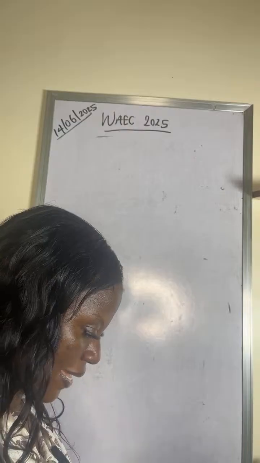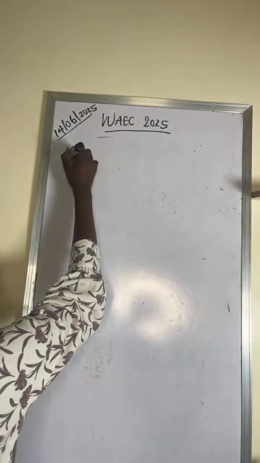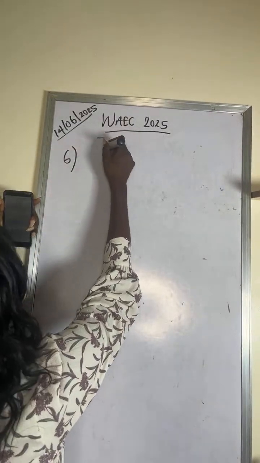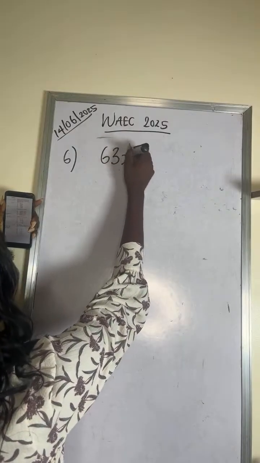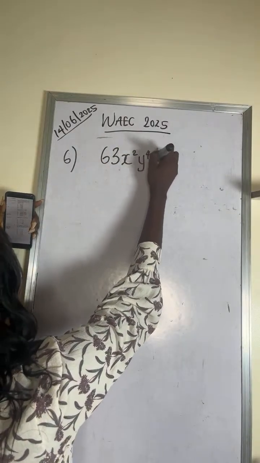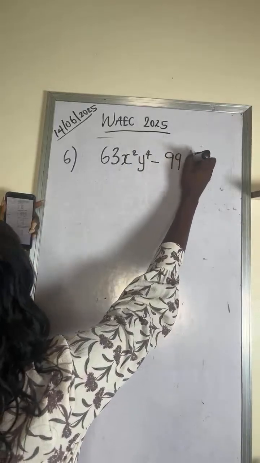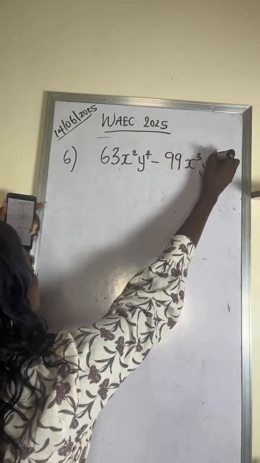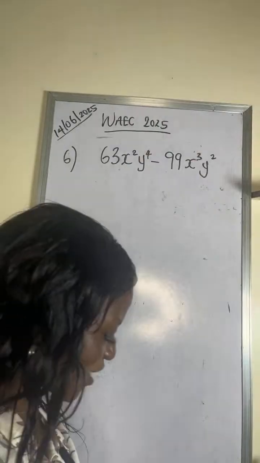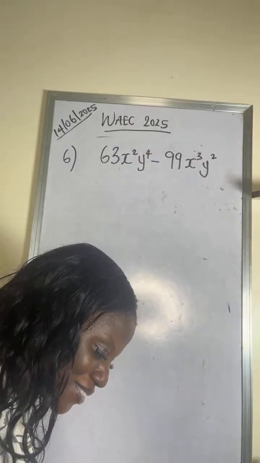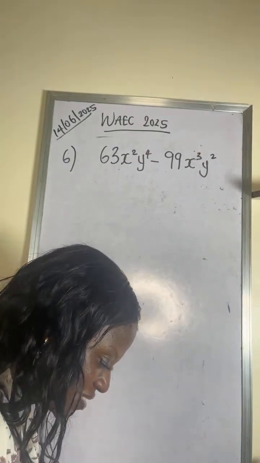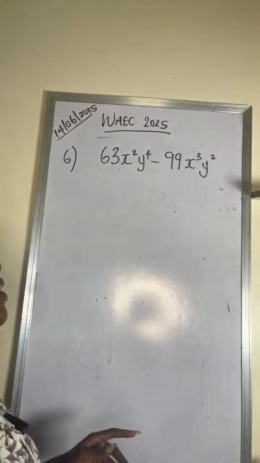I don't know why. So let's see number 6. We're asked to factorize 63x²y⁴ minus 99x³y². Yes, I know we've done something like this before, and I'm so happy. I don't know why I'm so happy, but I'm so happy.